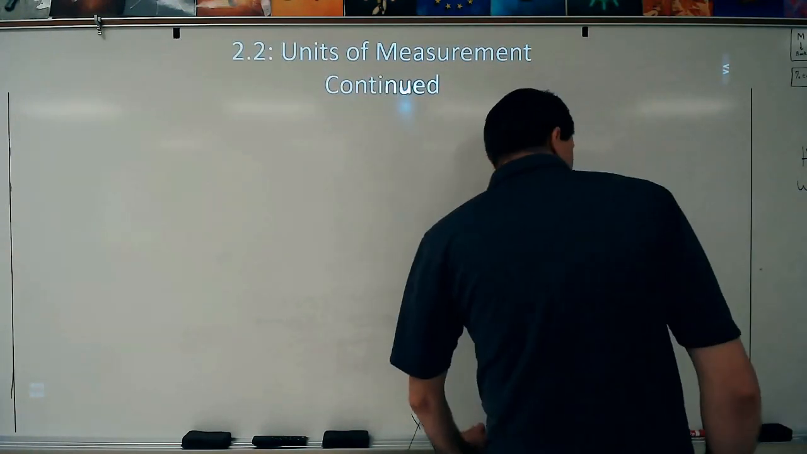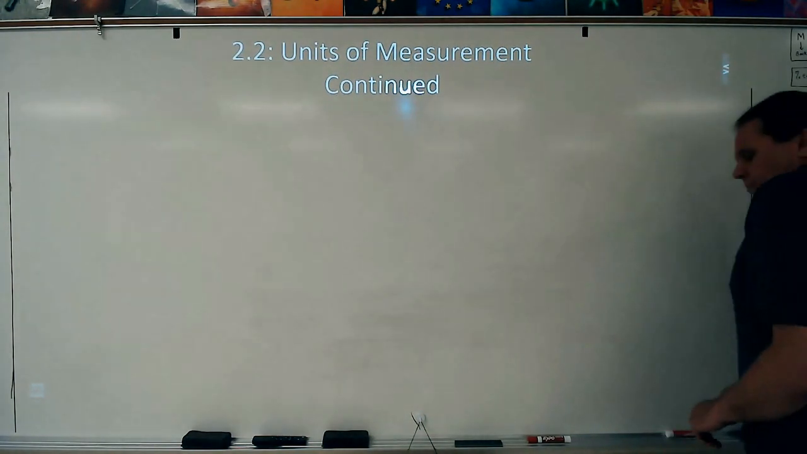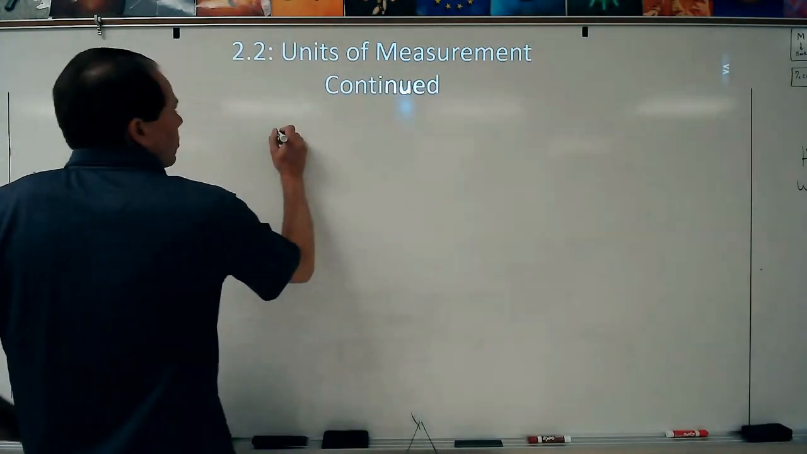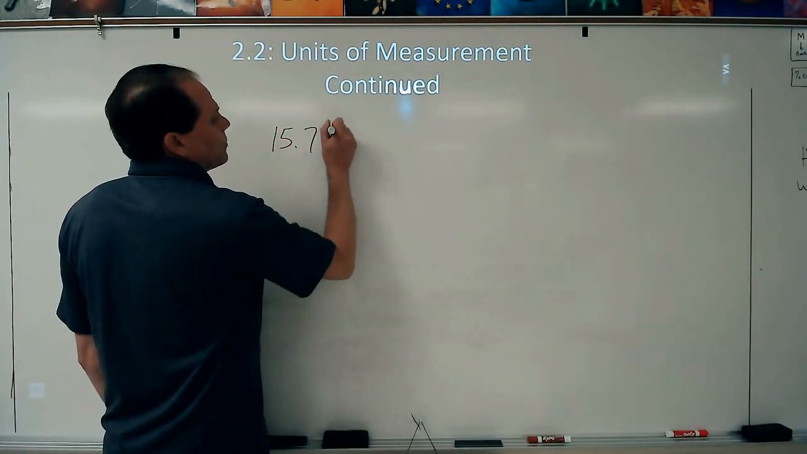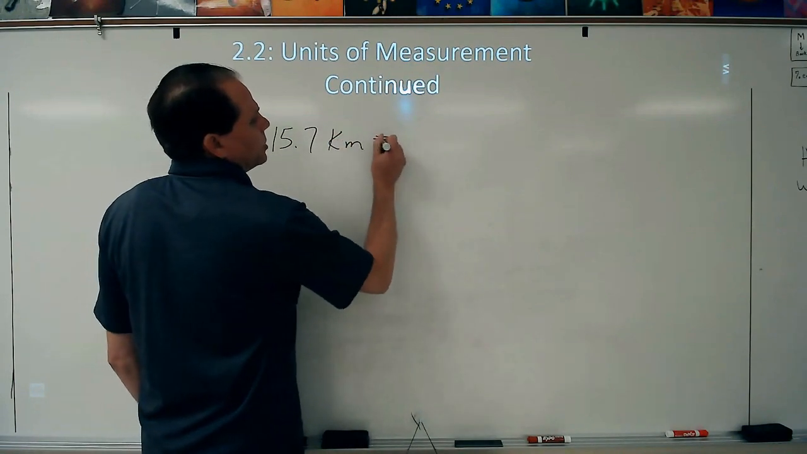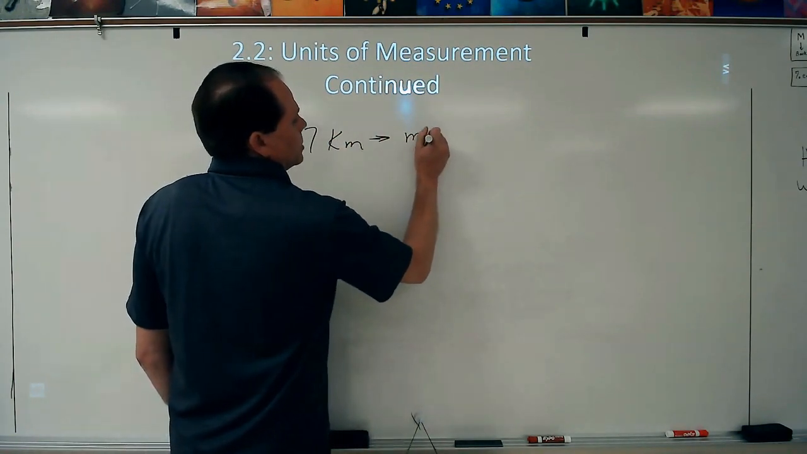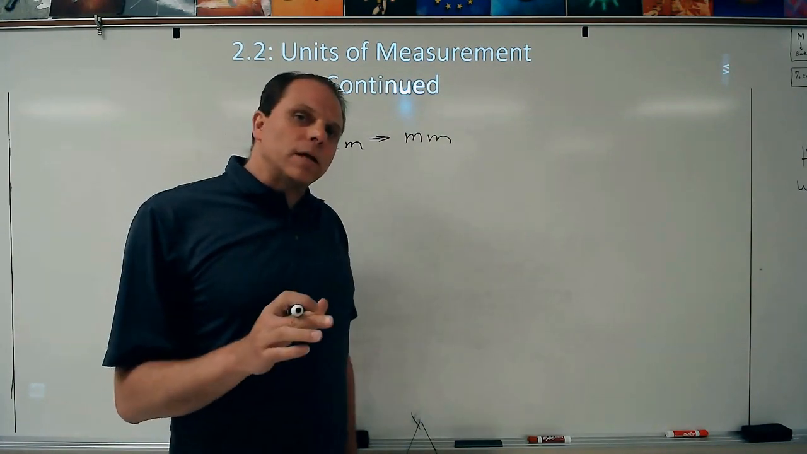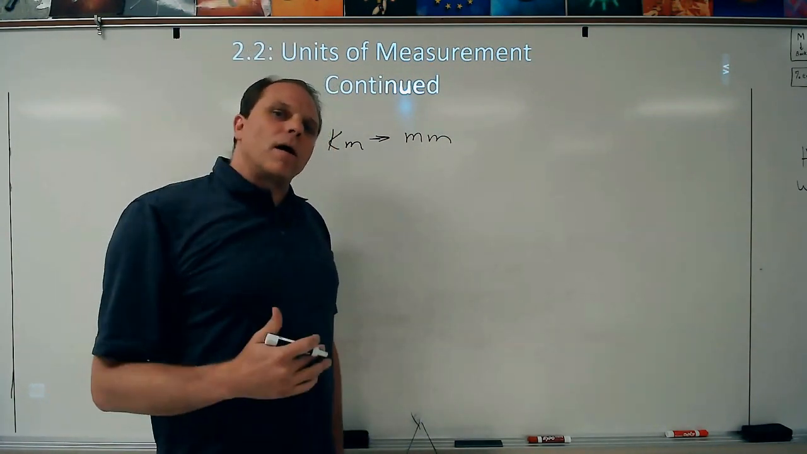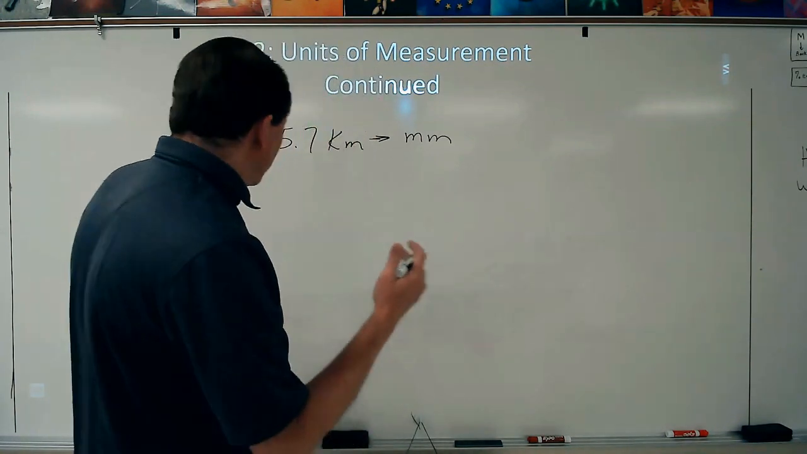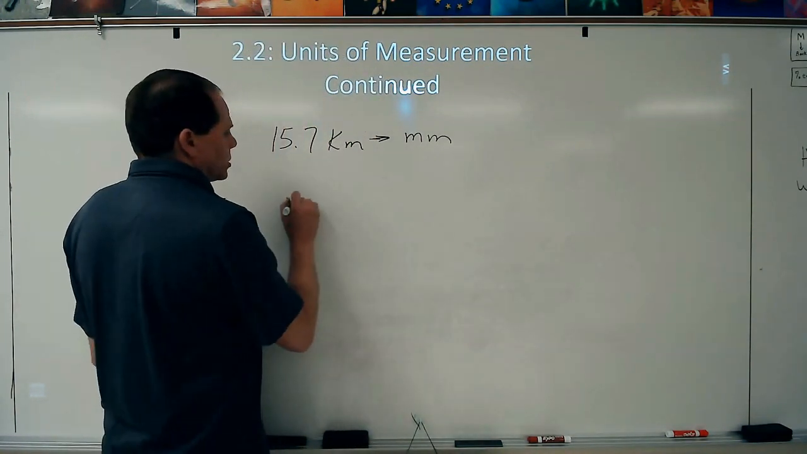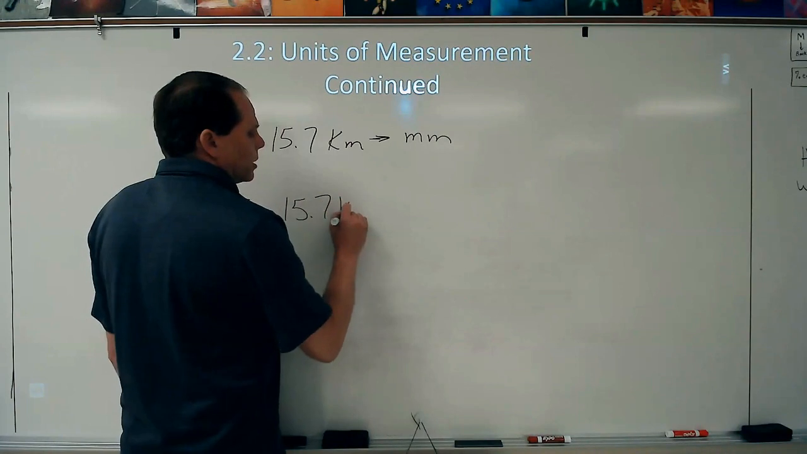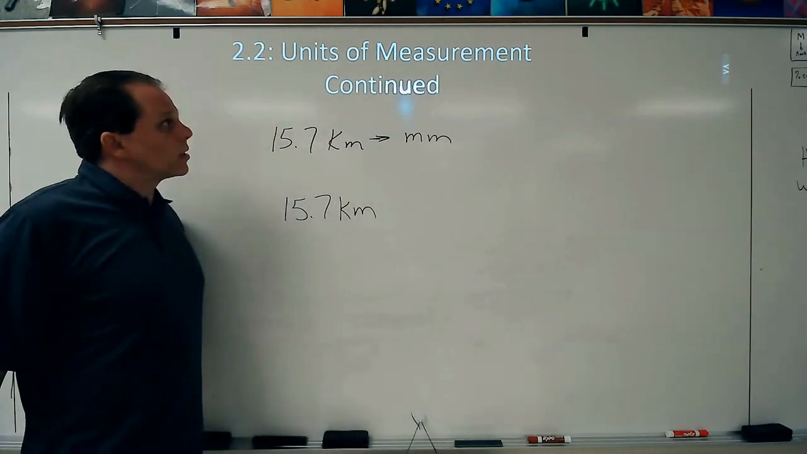So let's see what that problem would look like. Let's say I want you to convert 15.7 kilometers into millimeters, okay? So when we do these problems, it's important that you make these problems as unit conversion problems where you're putting one number over the other in a fraction sense. So always start with what you're given. Here's my given, 15.7 kilometers.